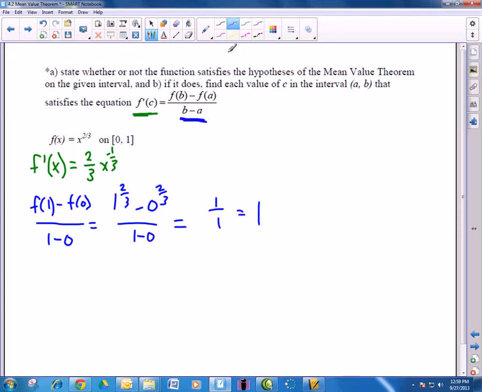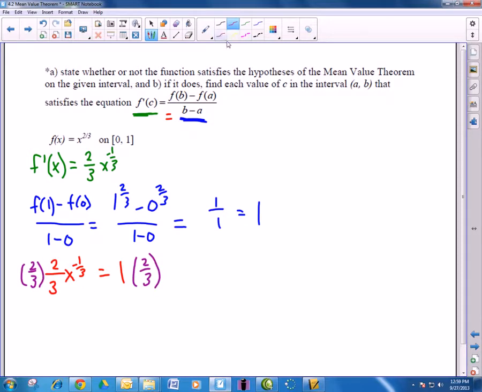Now I'm going to set these equal to each other. So you would then have 2/3 x to the negative 1/3 equals 1. Multiply each side by 2/3.